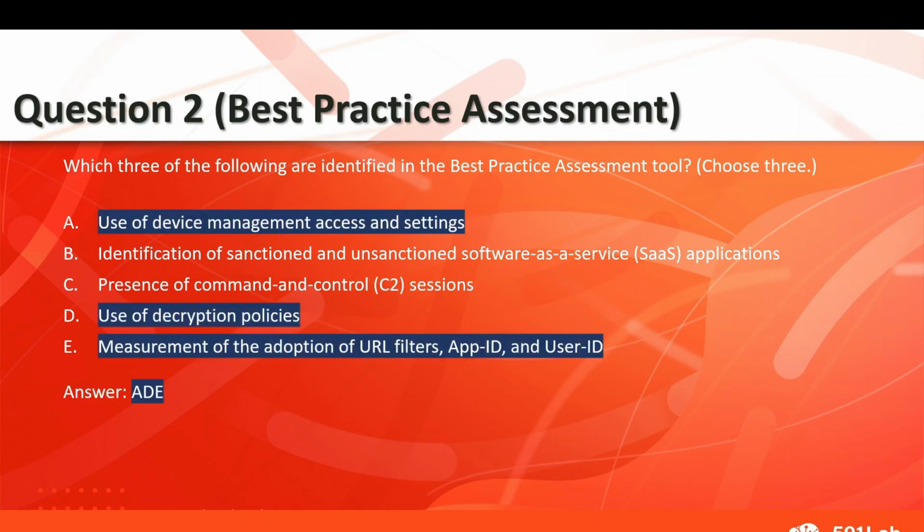Then the answer for question number 2 is as follows. A, use of device management access and settings. D, use of decryption policies. E, measurement of the adoption of URL filters, File ID, and User ID.